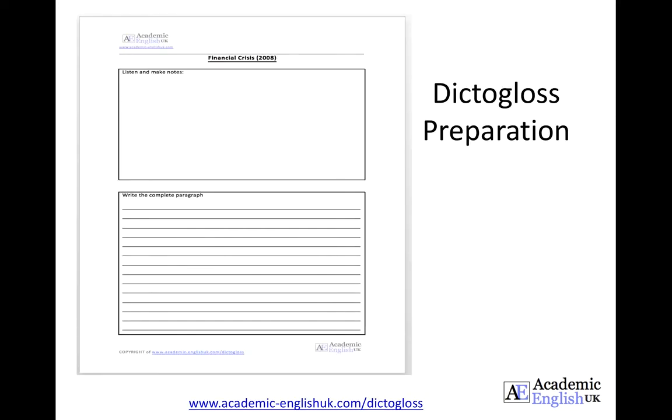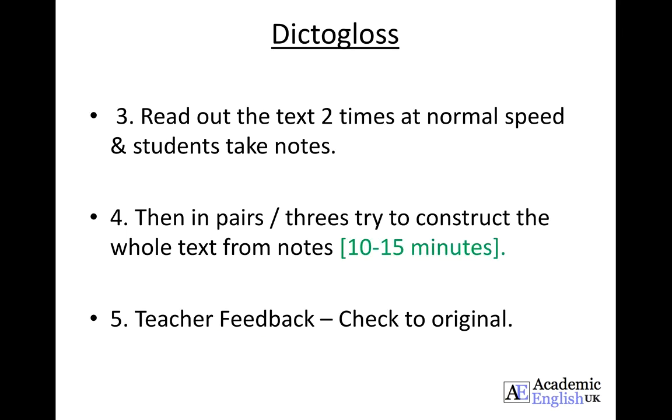Okay, to begin with a dictogloss, you need paper, and you need one part of paper to take notes, and the second part is to complete the paragraph. You can download this from academicenglishuk.com/dictogloss. What happens is that I'm going to read out the text 2 times at normal speed, and you, the student, are going to take notes. Then, on your own or in pairs or threes, you try to construct the whole text from your notes in 10, 15 or 20 minutes, and then I give you the original.